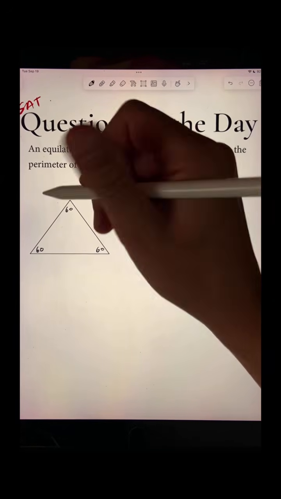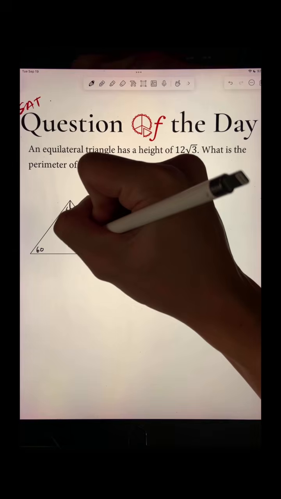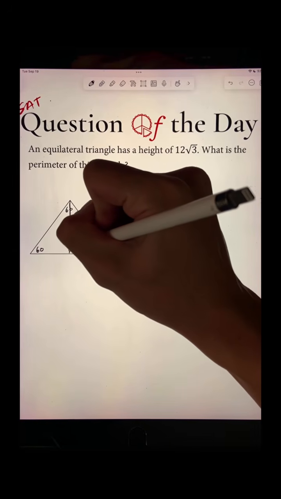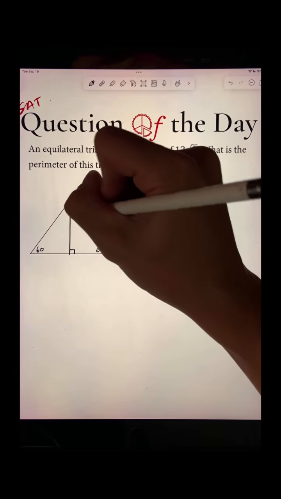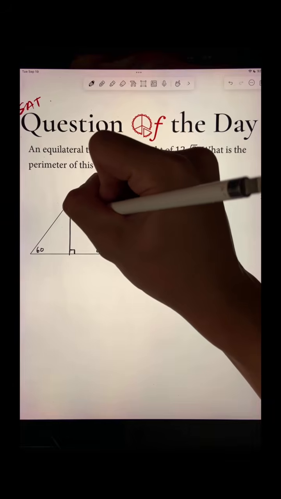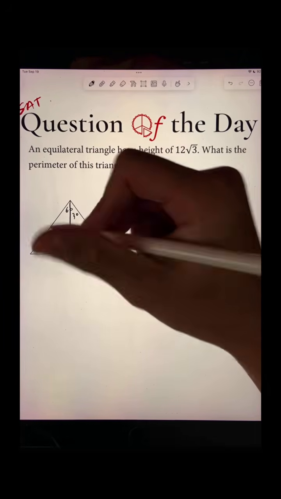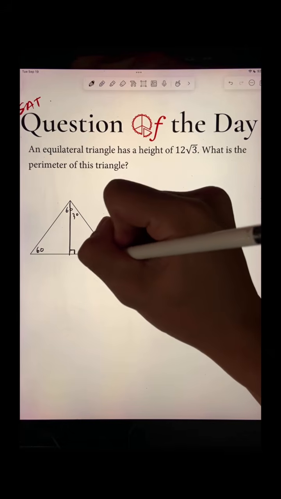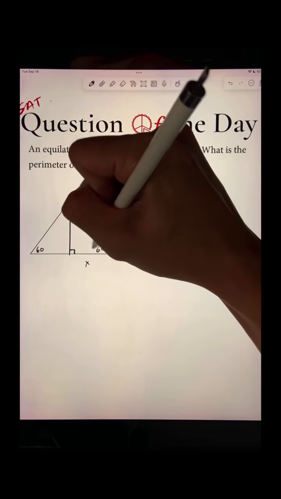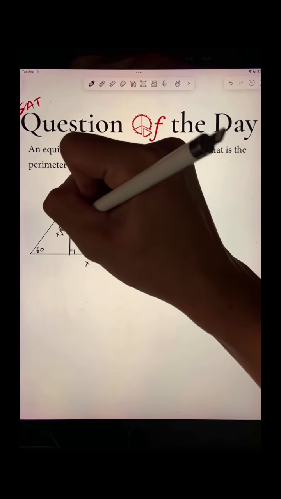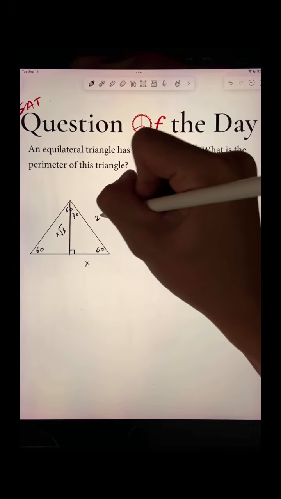And that is because you can cut it down the middle, creating the height of it, right? A perpendicular bisector forming a 90-degree angle, which when you bisect this angle, that becomes 30. So you have your 30, 60, 90 right triangle. Now, the rule for a 30, 60, 90 is that across the 30-degree angle, they call it x. Across the 60-degree angle, they call it x radical 3. And across the 90, they call it 2x.